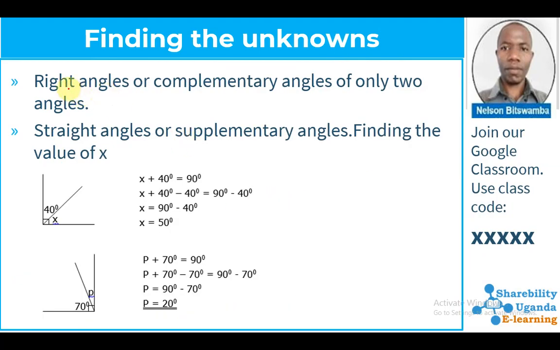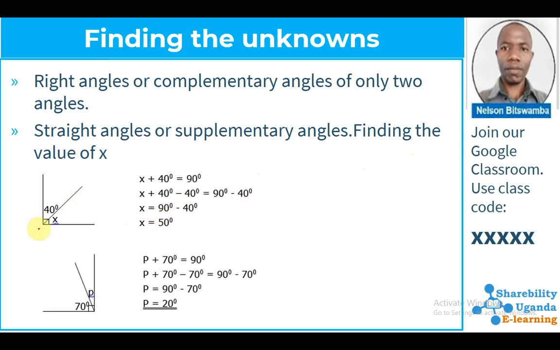Okay, we shall also be having the various types of these angles. We have right angles, or complementary angles, of only two angles. Also the straight angles, or the supplementary angles, and finding their values of x.